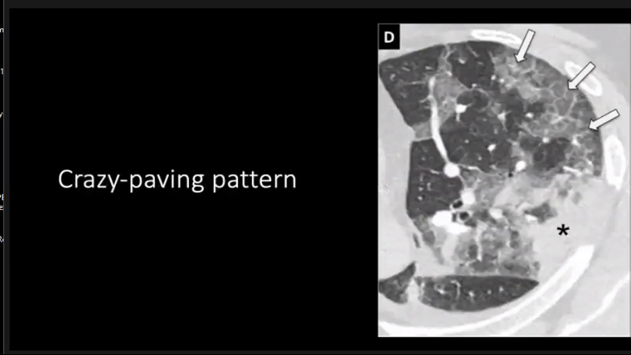So next is the crazy paving pattern. These are linear patterns due to thickening of interlobular septa overlapping with an underlying ground glass pattern. It is due to alveolar edema and acute interstitial inflammation, and this is another sign of disease progression. So this image shows peripheral ground glass opacities with overlapping interlobular septal thickening in relation to the crazy paving pattern as shown by the arrow. There is also peripheral consolidation as noted by the asterisk.